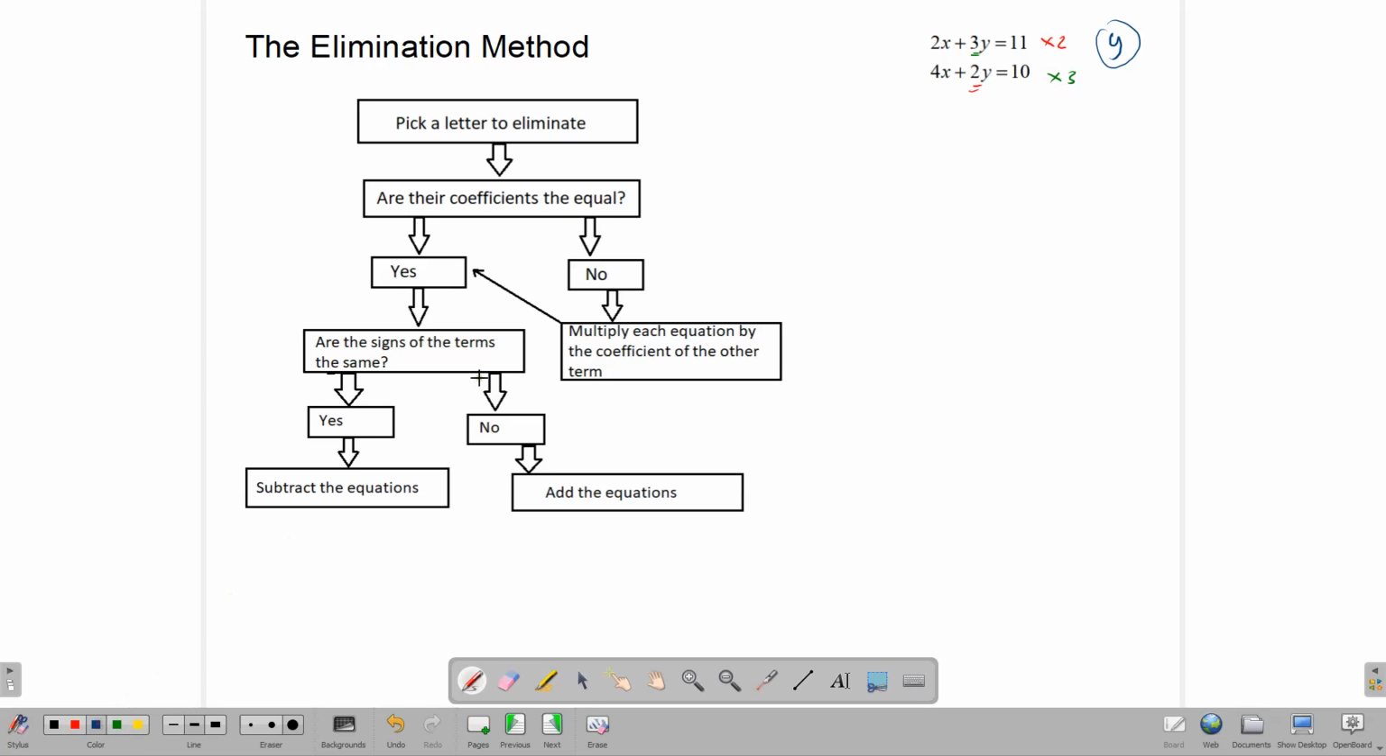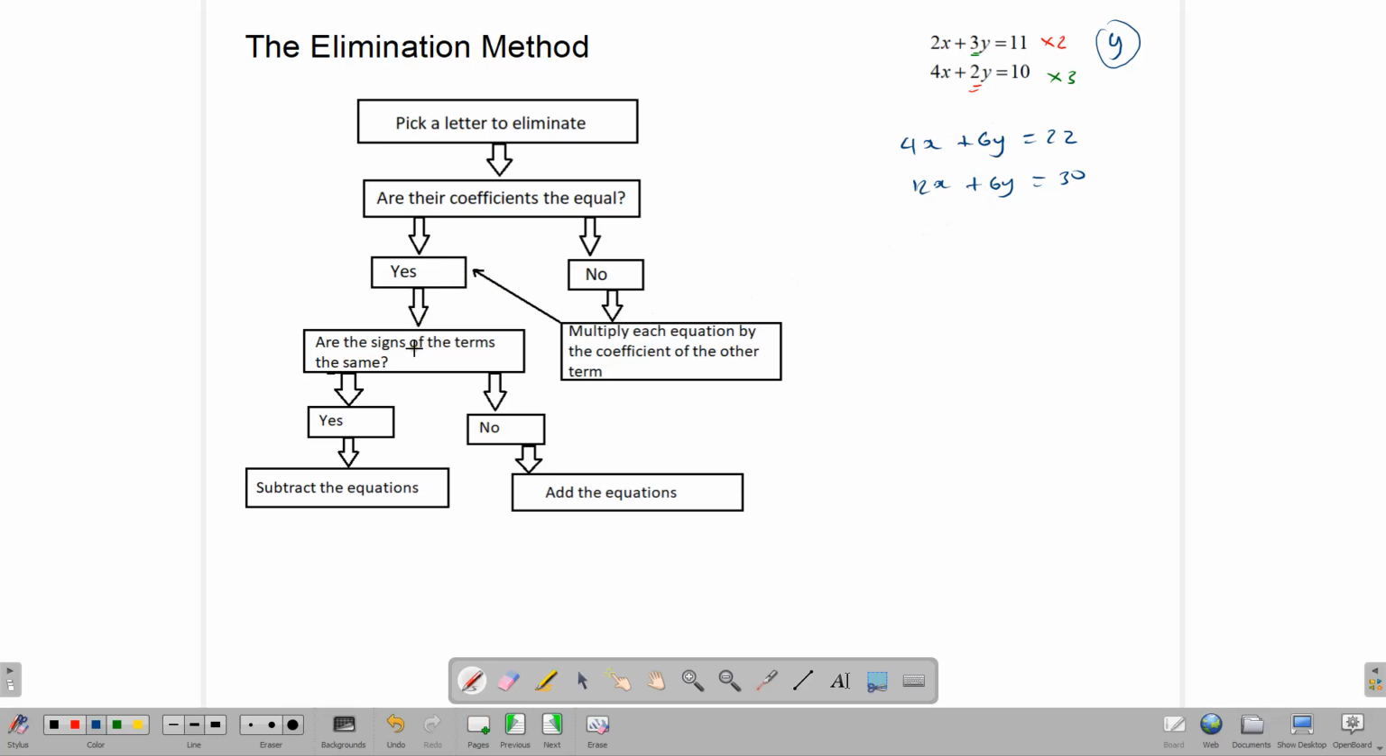So let's multiply. 2 times 2 gives us 4x, 2 times 3 gives us 6y, and 2 times 11 gives us 22. Multiplying this equation by 3, 3 times 4 gives us 12x, 3 times 2 gives us 6y there, and 3 times 10 gives us 30. Our coefficients are now equal.